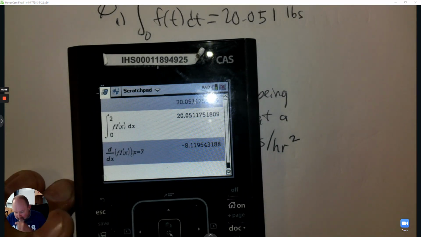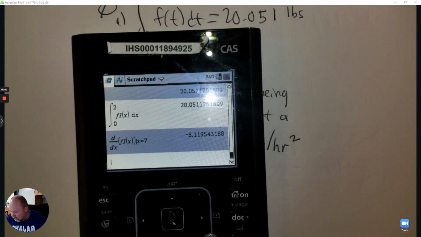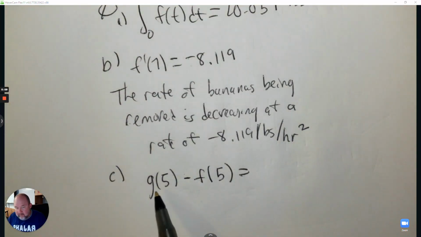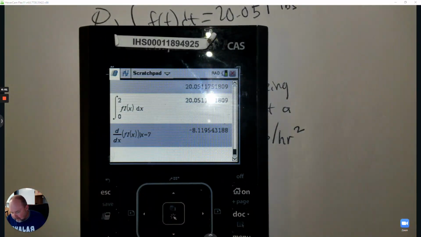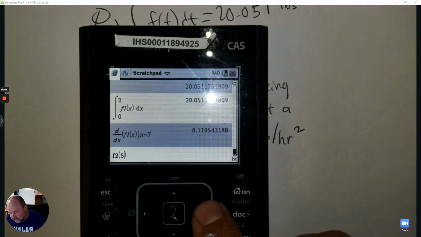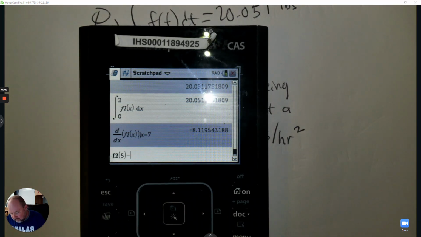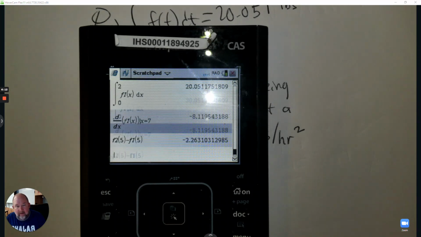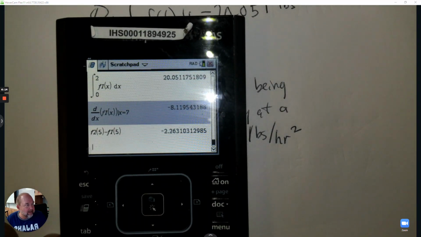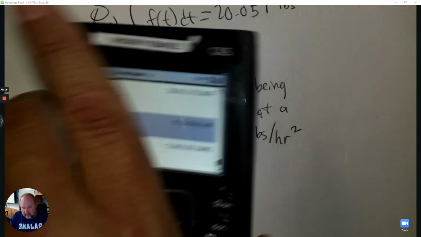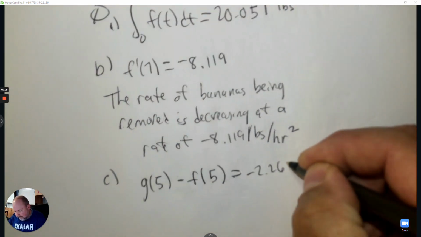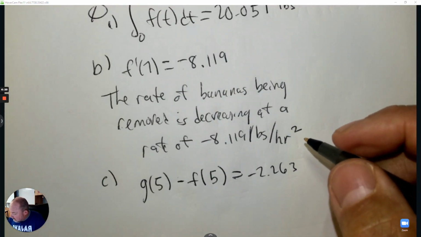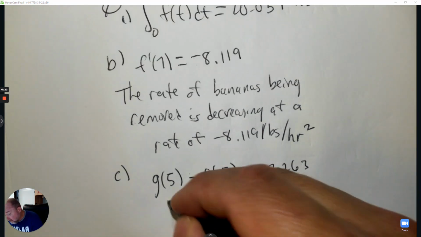And then when I go here, remember, what we just typed in is the new one. So F2 at 5, like that. Subtract F1, the one removing, at 5. And you get the answer negative 2.263. And then the question was, is it increasing? And the answer is, it is decreasing.